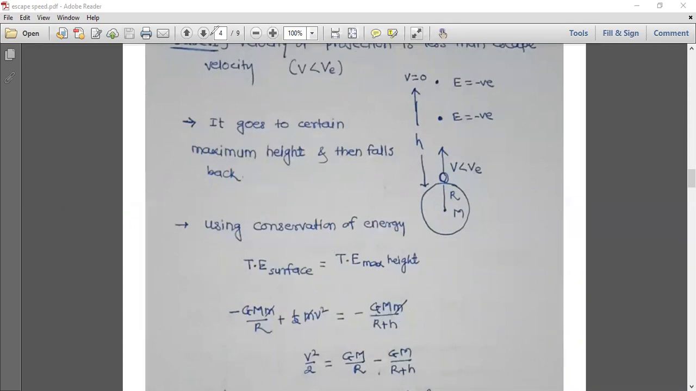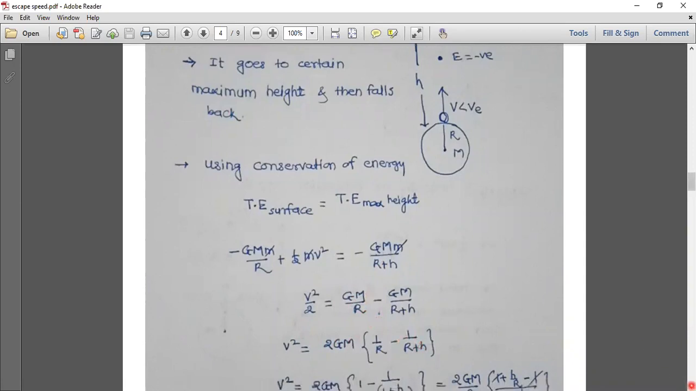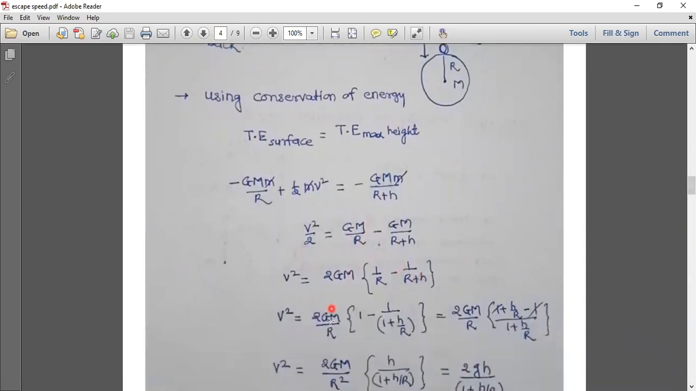So what I am getting, see. Now this 2 also I have transferred. 2GM I have taken common: 1 by R minus 1 by R plus h, and then again R also I am taking common outside. So here it is 1 minus, here 1, and this is R by R plus h by R. So therefore 1 plus h by R.